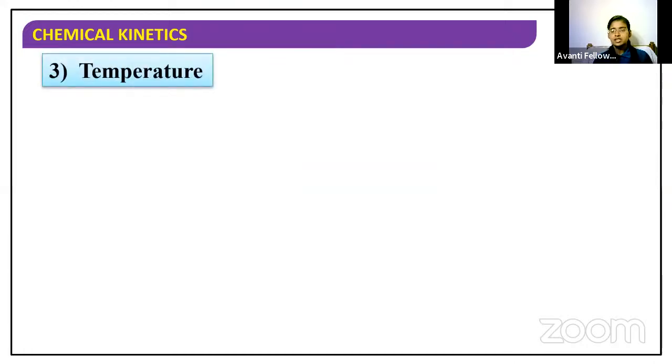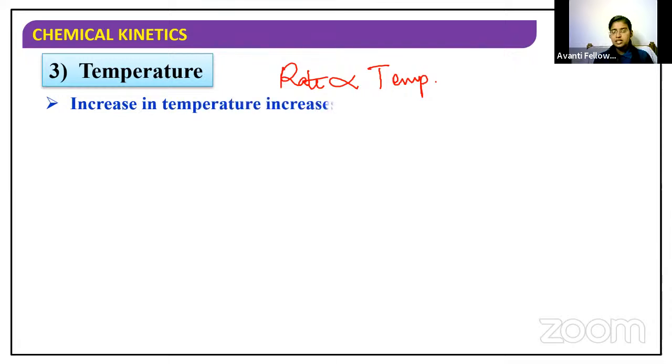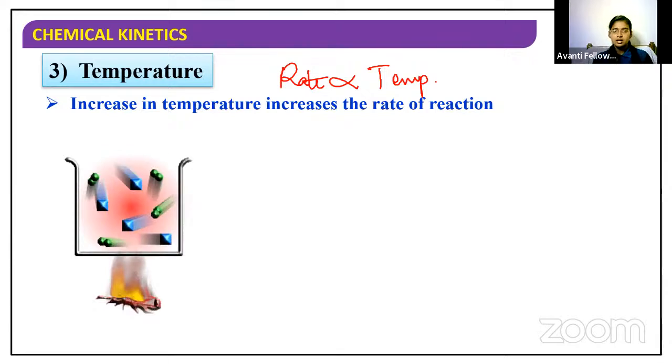The third thing is the temperature. What is the relation? Rate is again directly proportional to temperature. If you increase the temperature, the rate of the reaction increases. So why is it increasing? Why, if I increase the temperature, is the rate also increasing? I'll show you with the picture.